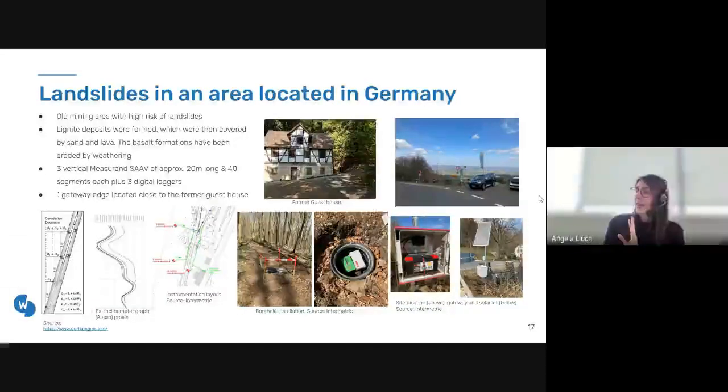On the left, on the right-hand side, sorry, we have some pictures related to the installation of the gateway. On top is an overview of where the gateway was located. It was somewhere nearby these sensors and data loggers. And in this case, the gateway, which is this device, was powered using an external solar kit.